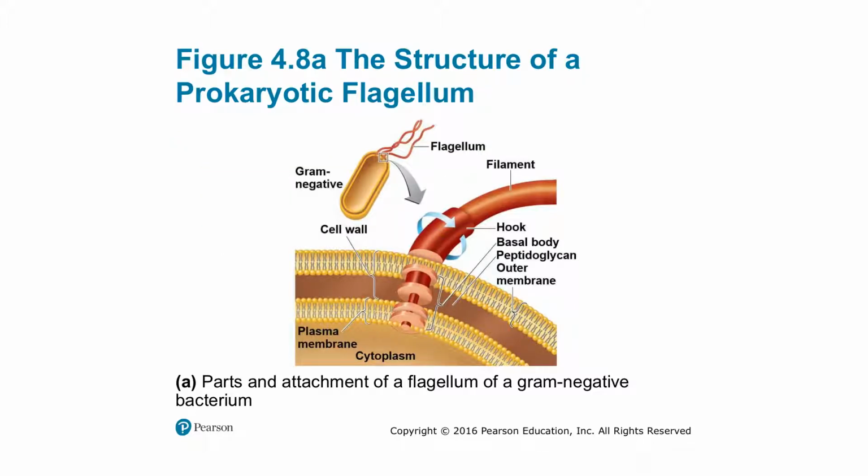So here, the structure of a prokaryotic flagellum. This is when you've got the cell wall as well as the plasma membrane, and the parts and attachment of the flagellum of a gram-negative bacterium. It's going to be a little bit different in gram-positive.